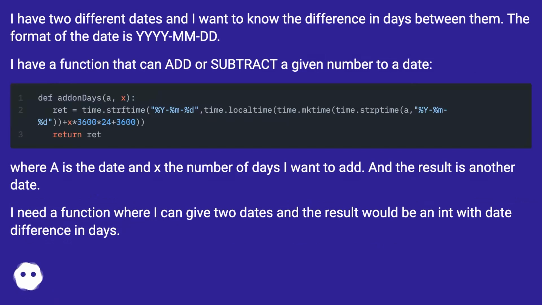I have a function that can add or subtract a given number to a date, where date is the date, and x the number of days I want to add. And the result is another date. I need a function where I can give two dates and the result would be an int with the date difference in days.